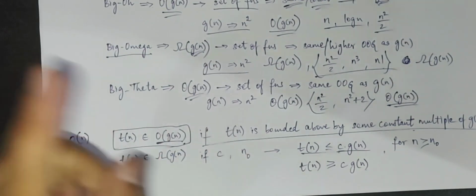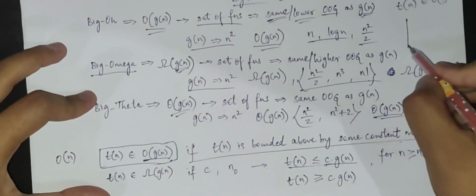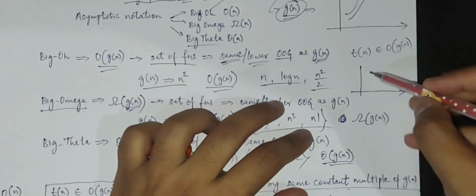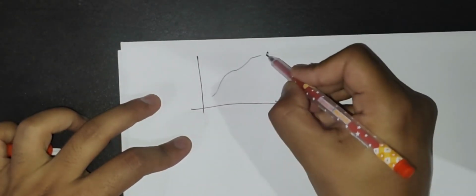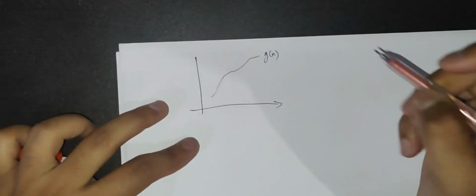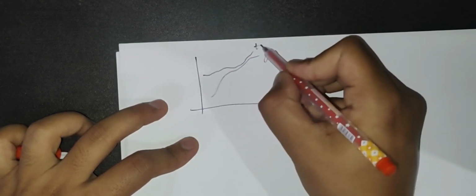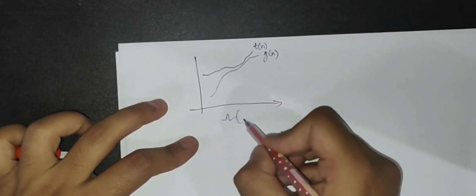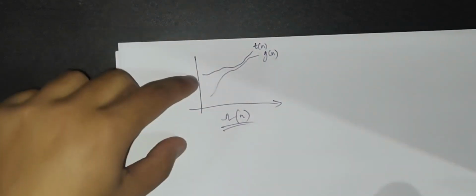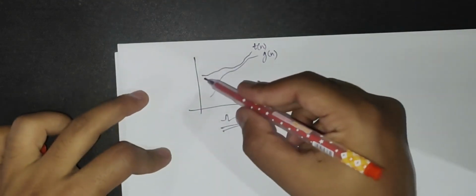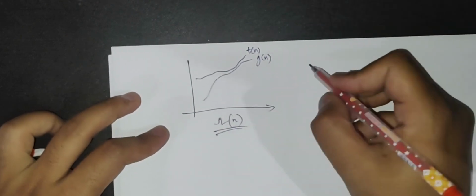Now, the graph for big omega: let's take another sheet. Let's say this is our function g of n with which we are comparing an algorithm's efficiency. Big omega of t of n would be something like this. So this is our big omega of n. It is bounded below by some constant multiple of g of n. It would approach this function but would never go below it.